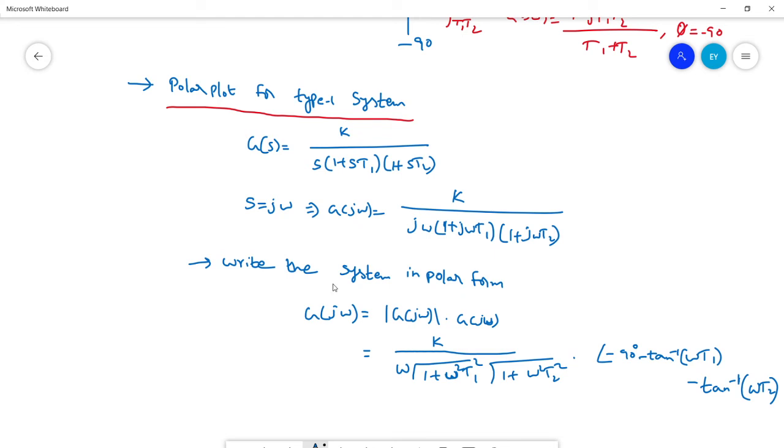The next thing is we need to convert the system into polar form. How can we write it in polar form? We need to segregate the magnitude and the phase of G of j omega. From here, you have three poles, one pole at origin, so that will be omega, and the other pole, 1 plus j omega T1, you can write as root of a square plus b square, that is root of 1 square plus omega square T1 square, into the second pole, root of 1 square plus omega square T2 square.